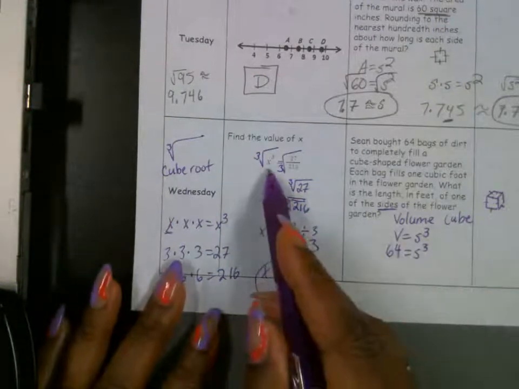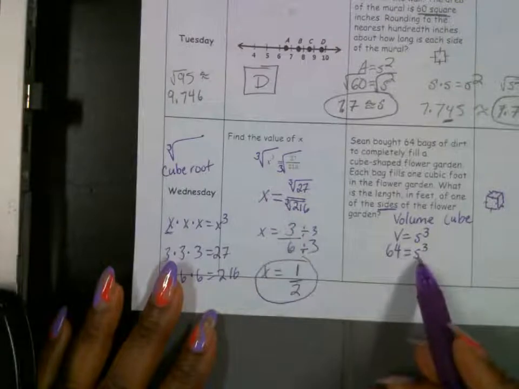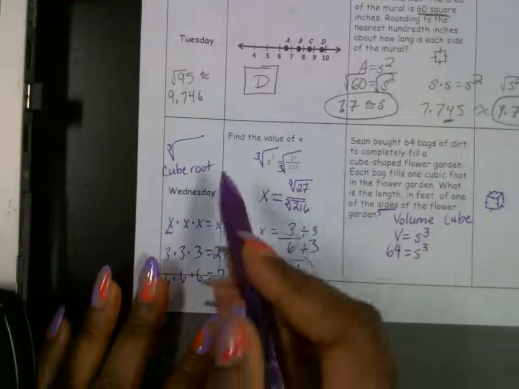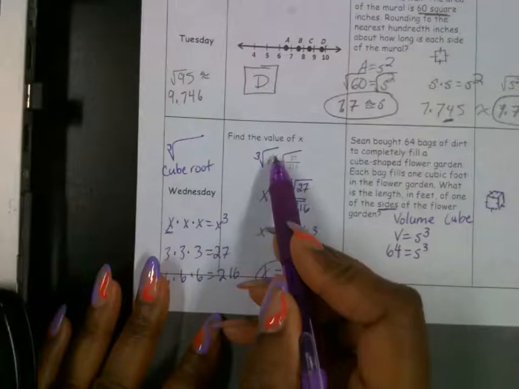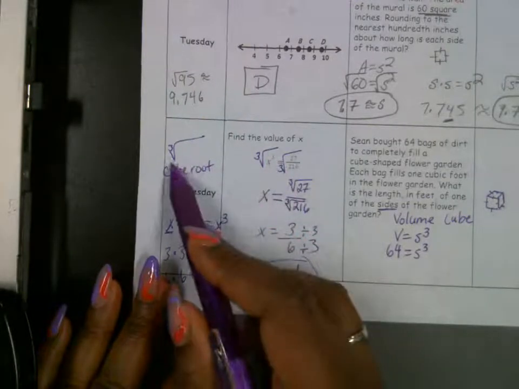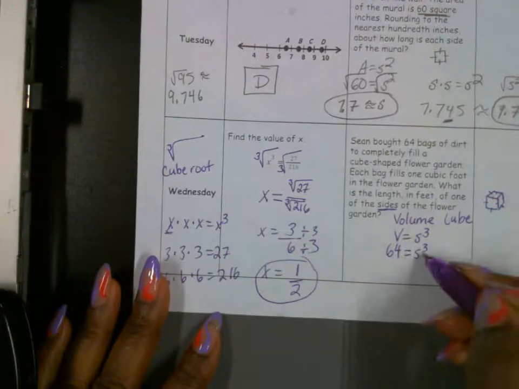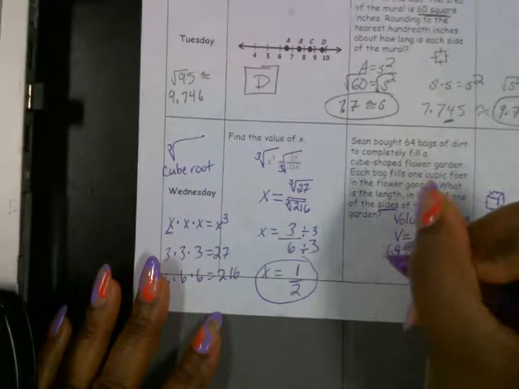Remember, I just told you, this is the same type of equation where you have a variable to the third power. The opposite of cubing a number or a variable to the third power is to cube root it. So we're going to cube root both sides to get rid of S to the third power there.